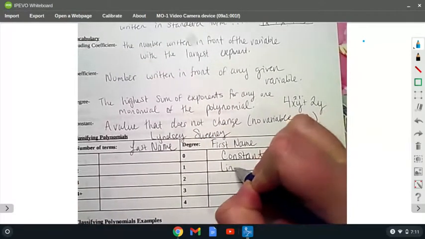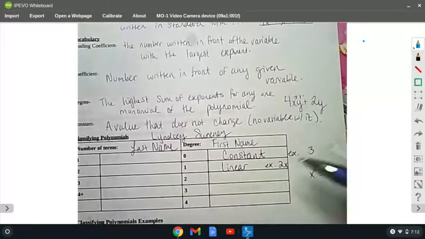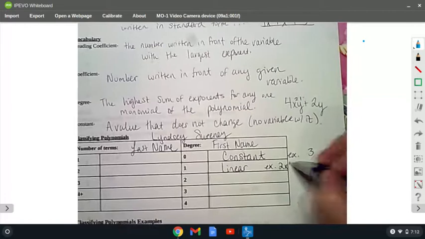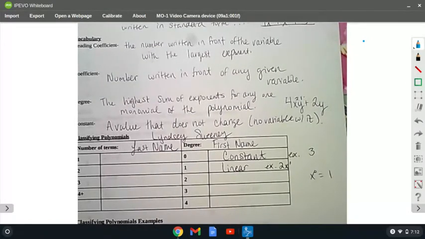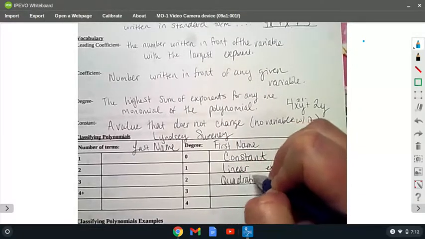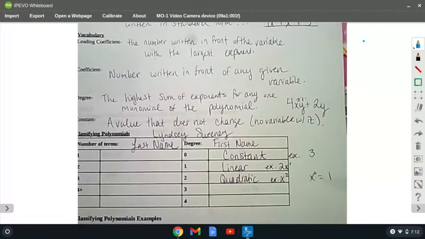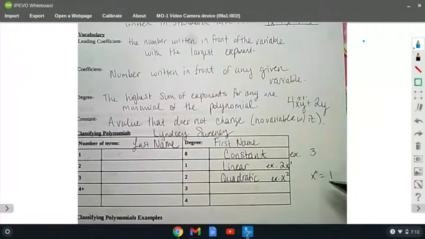A degree of 1 is called linear, and an example of that would be, say I had 2x. That x is to the power of 1, so that's a degree of 1, linear. Then we have a quadratic. An example of that would be if I had x squared. It's to the power of 2, it's quadratic.